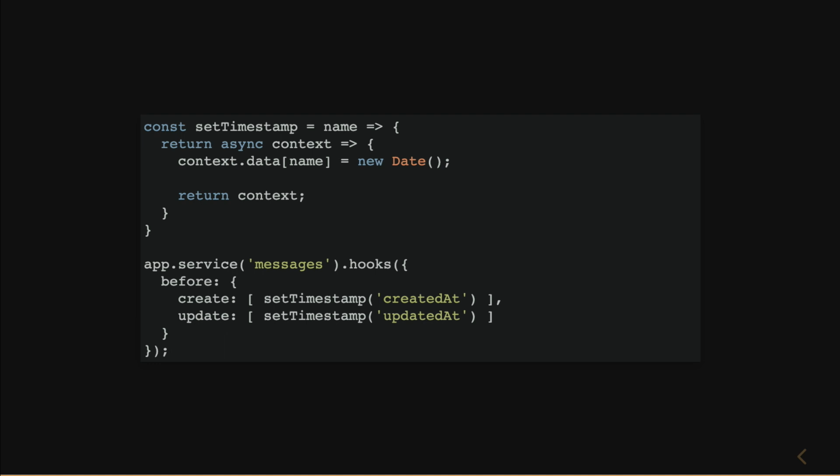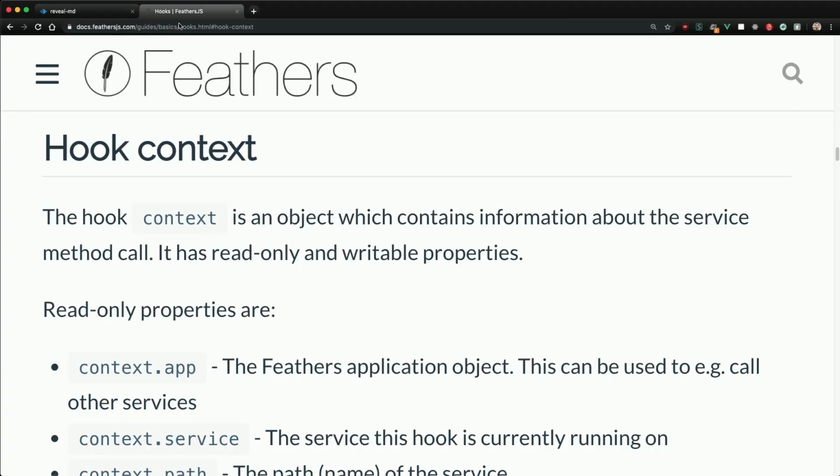So you can see here how hooks are very reusable, and once you've defined them, you can use them in many different ways, and they become actually very useful. Now, let's talk a bit more about this context object. Context has quite a few properties on it. Some of them are read-only and some of them are writable.